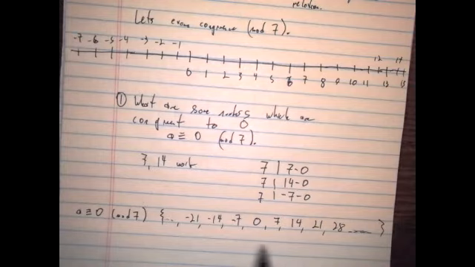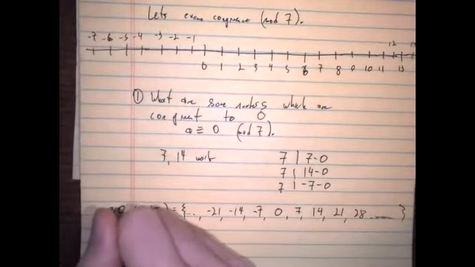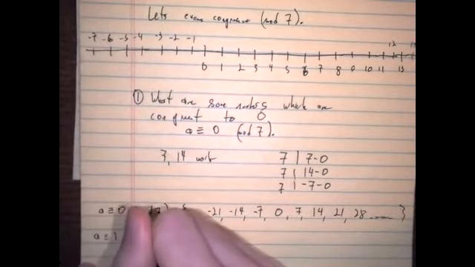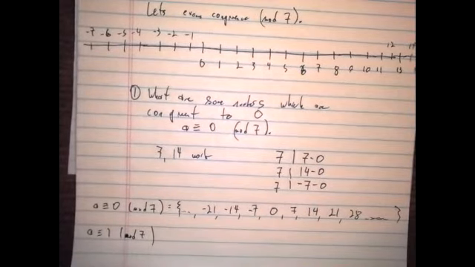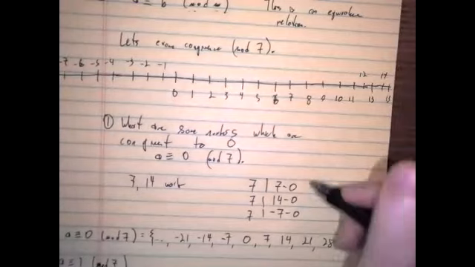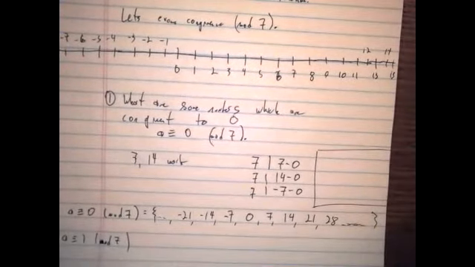So any number in here is congruent to 0 mod 7. Okay, let's do 1. A congruent to 1 mod 7. Can someone tell me at least one number that is congruent to 1 mod 7? I'll do some work over here maybe. What's something that's congruent to 1 modulo 7?